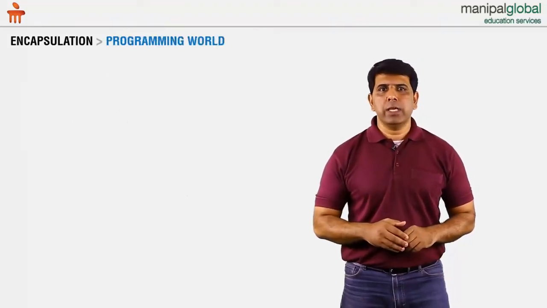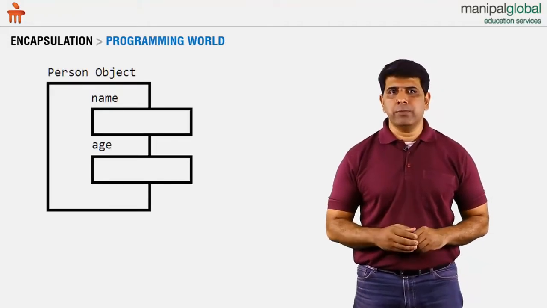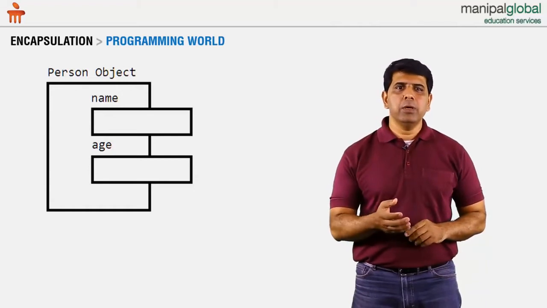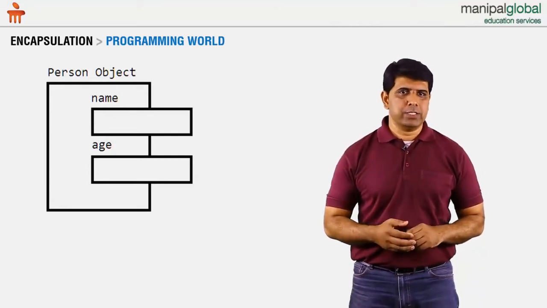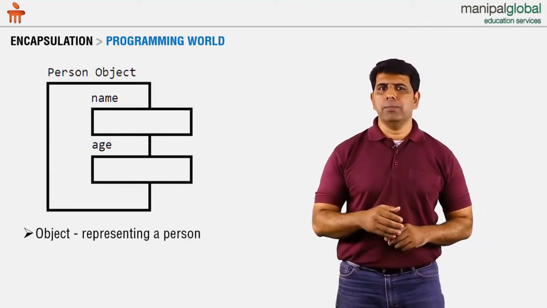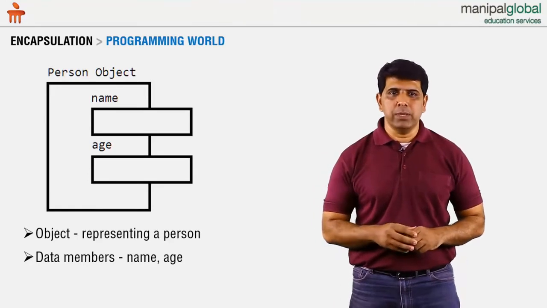So, how do I apply this in the programming world? In the programming world, let's take an example of an object called person. A person has a name and age. Name would be a bunch of characters such as Vinod, and age would be probably some number like 40, 41 and so on. These are some of the data members.